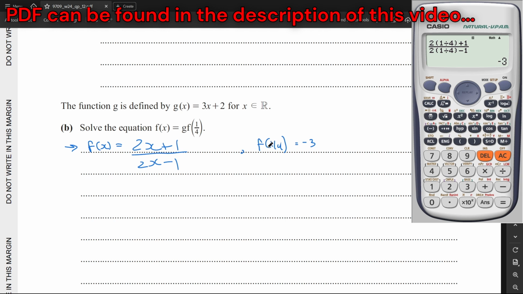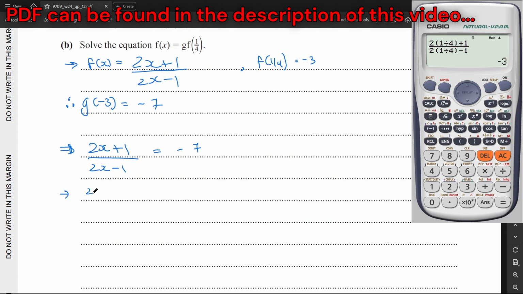Now I need to pass this as an input to g, and therefore g(-3) will be equal to 3 times minus 3, which is minus 9, minus 9 plus 2 is minus 7. So on the right hand side, we are having the value of minus 7. On the left hand side, we are having this equation, and then we just need to find out the value of x. So (2x + 1)/(2x - 1) is your f(x). On the right hand side, you are having minus 7.